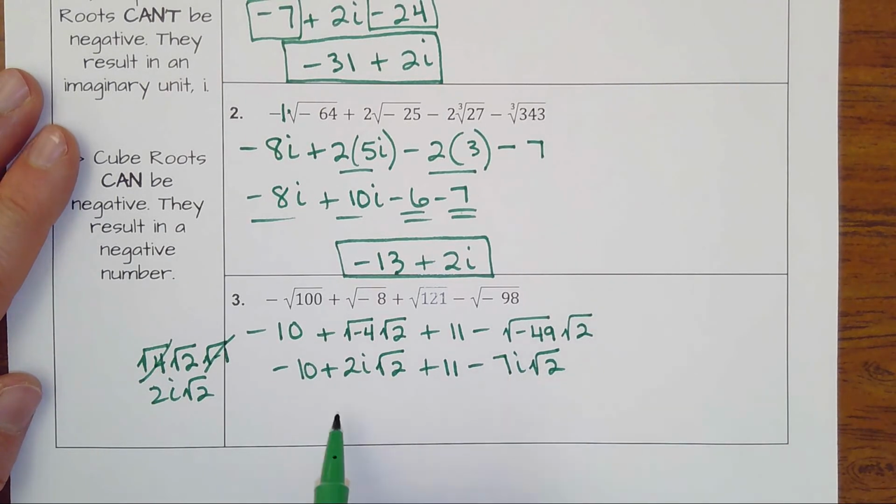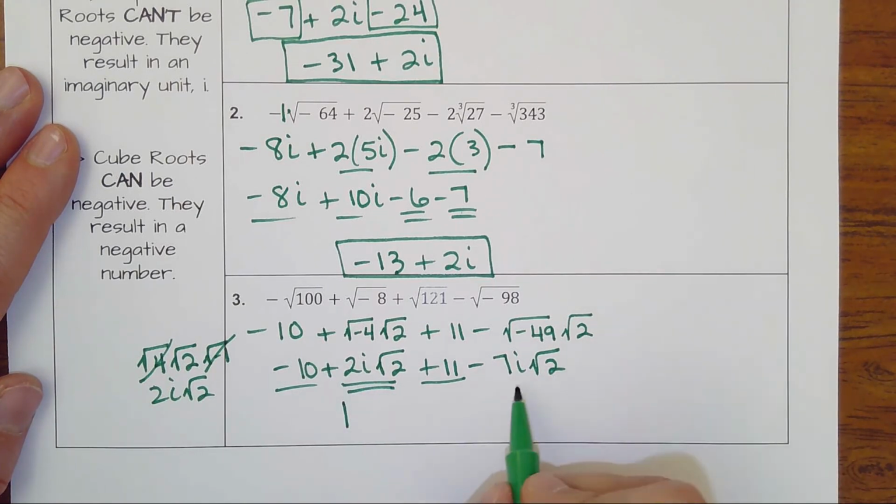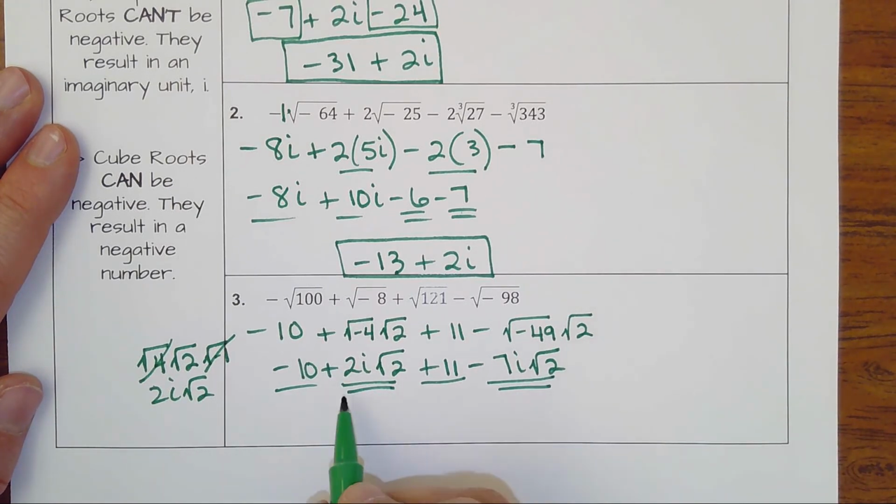And so I put my like terms together, the real part first. Negative 10 plus 11, or 11 minus 10, is 1. We have to have a number. 2i square root of 2 minus 7i square root of 2 would be negative 5i square root of 2.